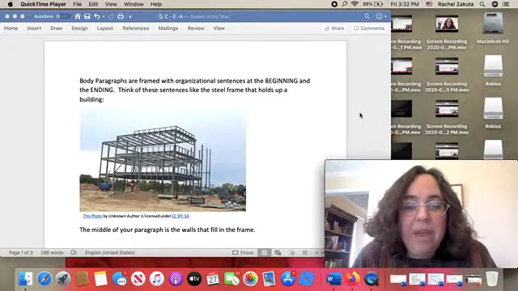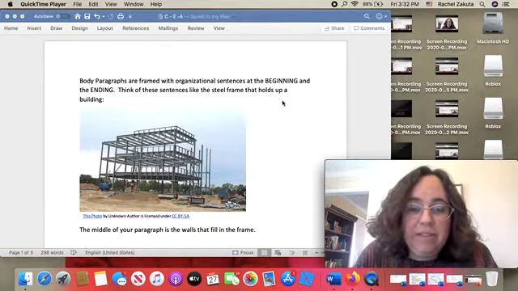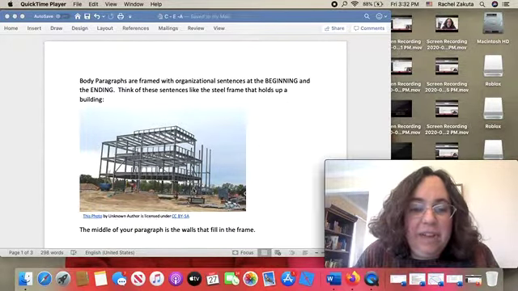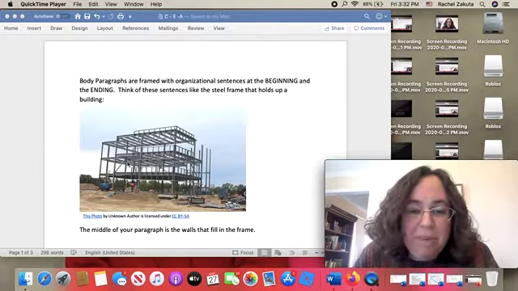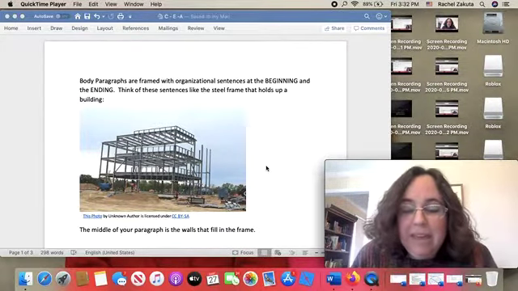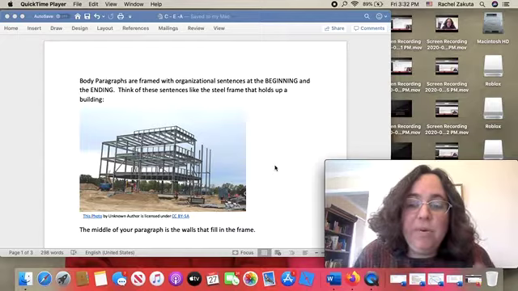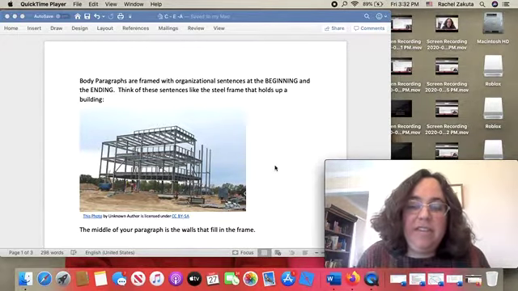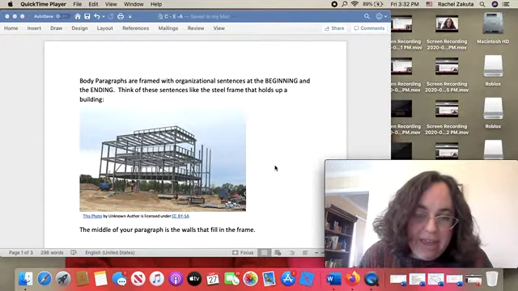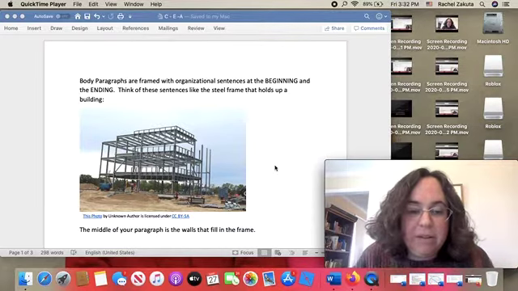Okay. Body paragraphs are framed with organizational sentences at the beginning and the ending. These sentences are like the steel frame that holds up the building. Everything you write about your topic in terms of the evidence and the analysis are the pretty walls that are going to get filled in. But the opening and closing sentences are the frame upon which your building is built.